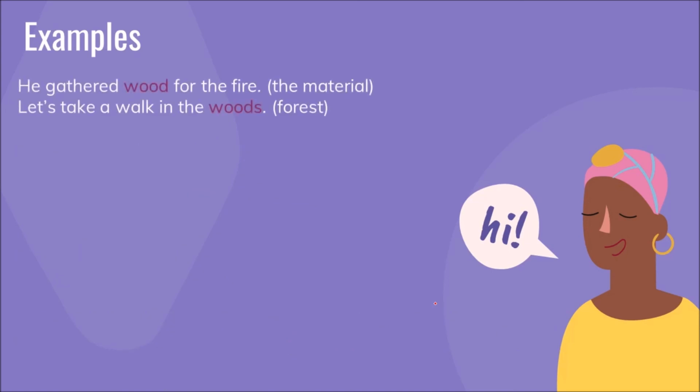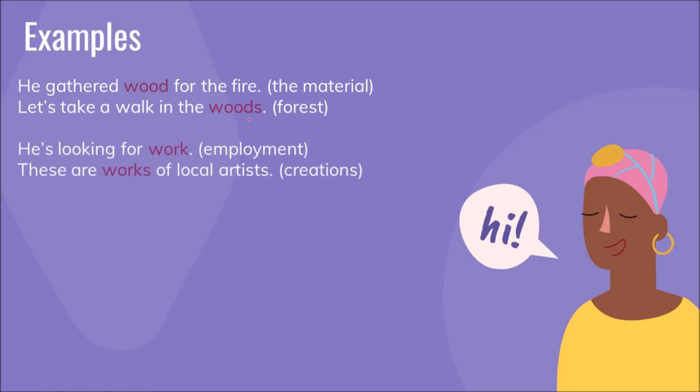The word wood, like the word paper and the word glass, when it is used as a material, we cannot count because it comes in bulk. Let's take a walk in the woods. When it takes the form or the meaning as a forest, it becomes countable. Let's see some more examples. He's looking for work. If it means employment, uncountable. If it means creations, then it becomes countable.